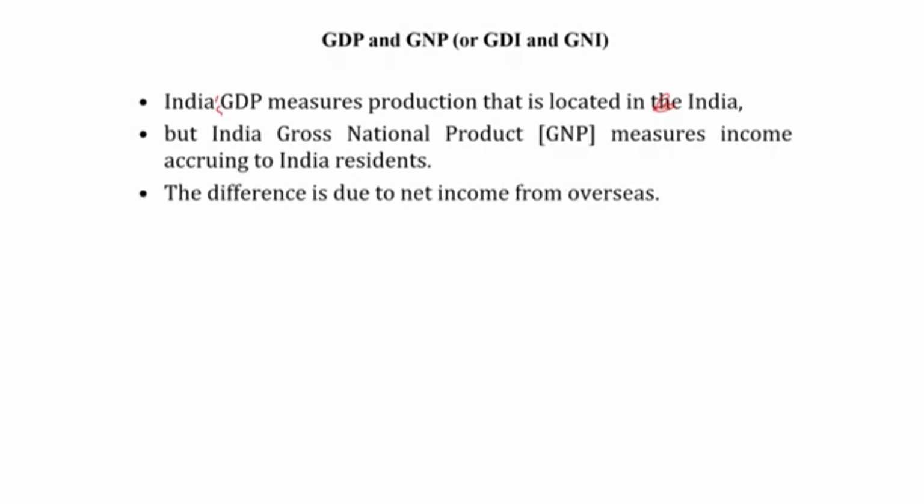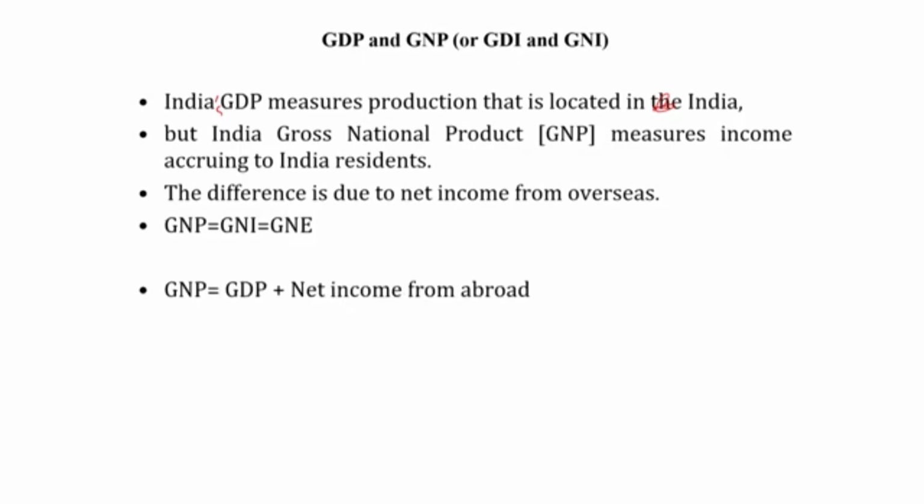So the difference is due to net income from overseas. The main difference is the net income from abroad. We already learned in the previous session that total product is equal to total income is equal to total expenditure. So the gross national product can also be called by another name, gross national income or gross national expenditure. So let's come to the GNP measurement.